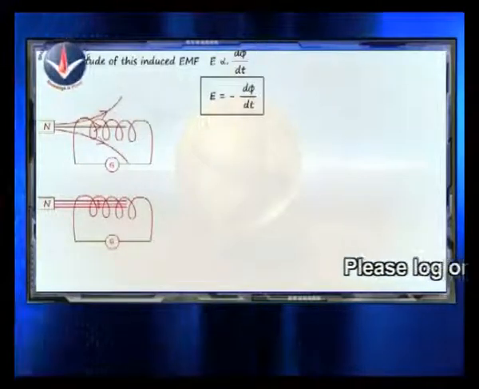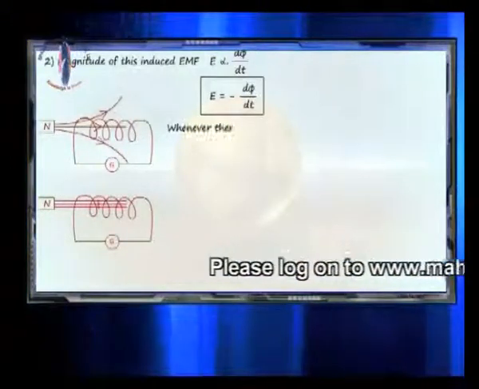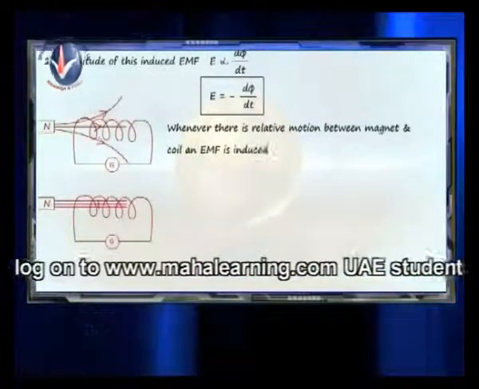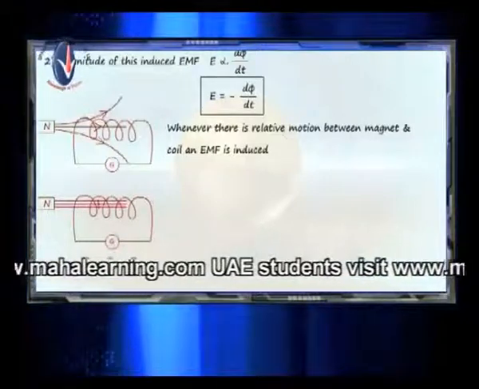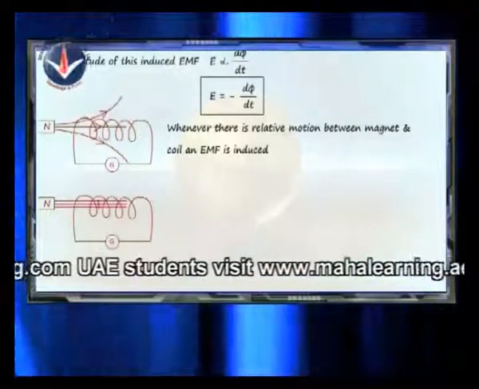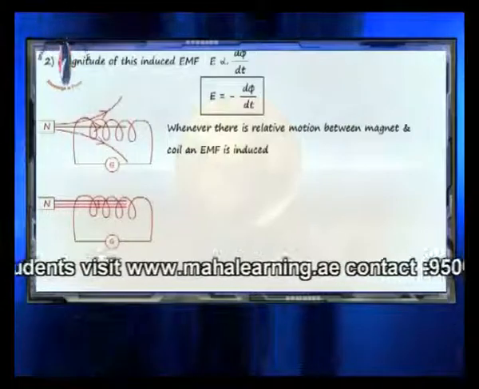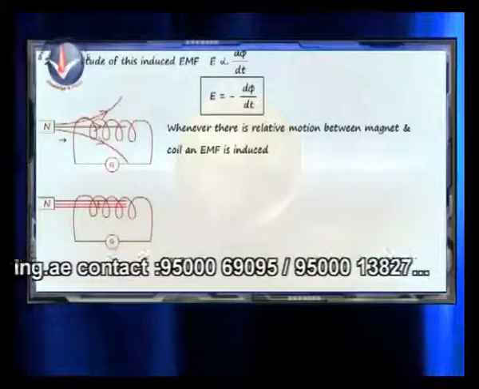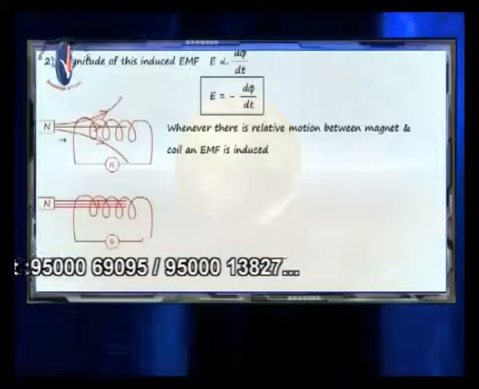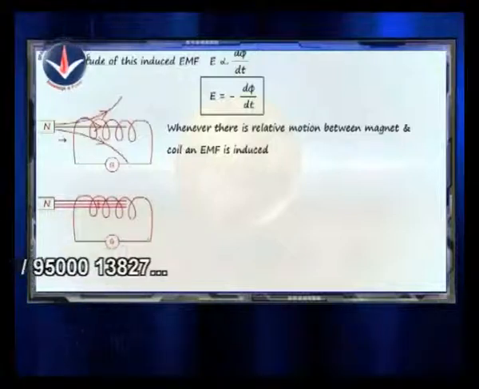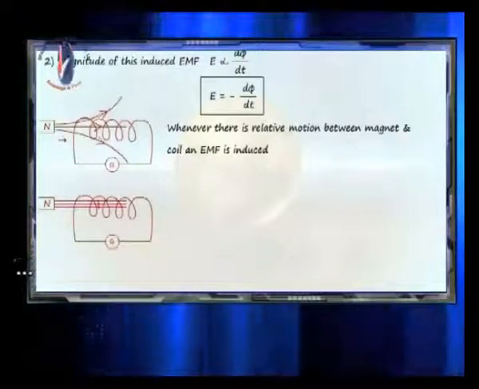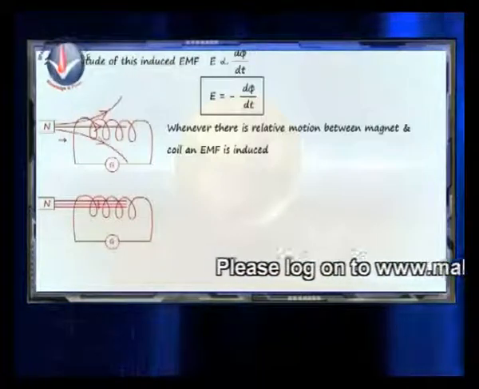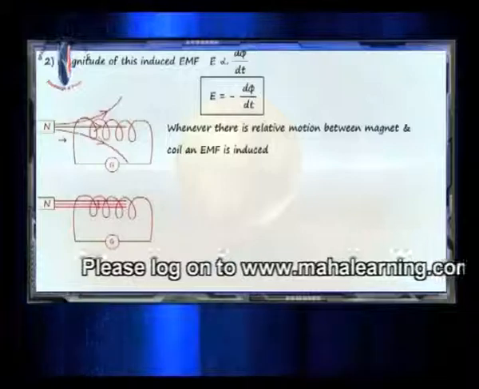Thus, we can conclude that whenever there is relative motion between magnet and coil, an EMF is induced. The magnitude of this depends on how fast the flux is changing. So, if you pass this magnet in faster, the rate of change of flux increases, and then the galvanometer shows a bigger deflection. Now, this deflection, however, is momentary, and it lasts as long as the flux is changing through this coil.